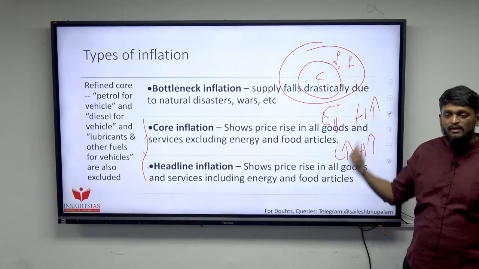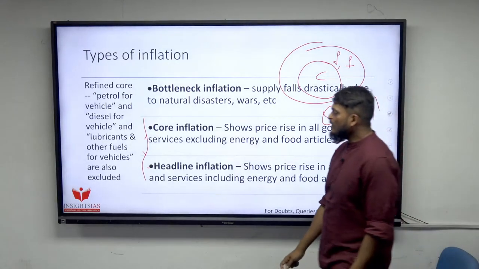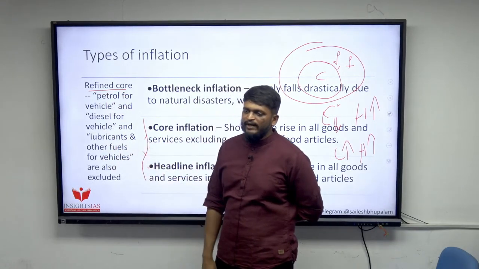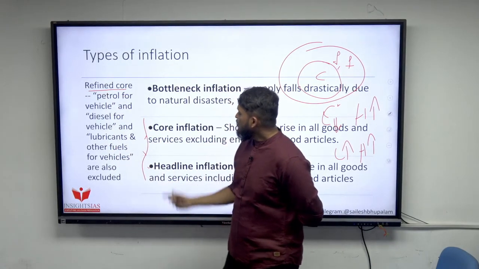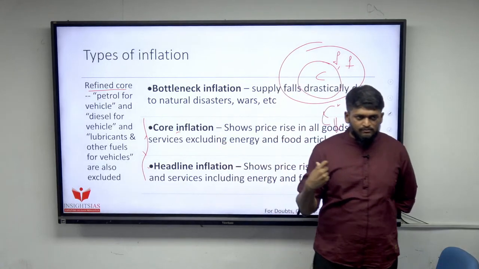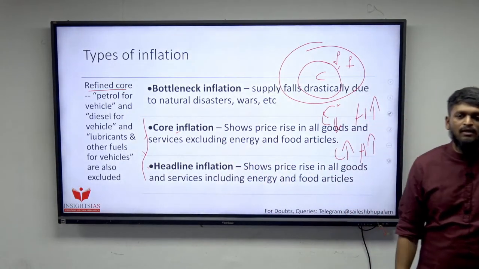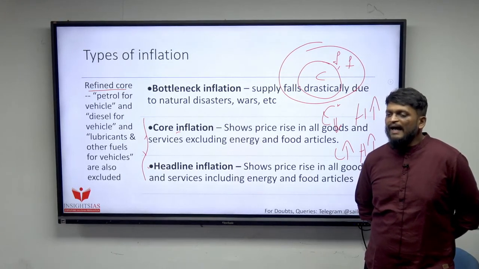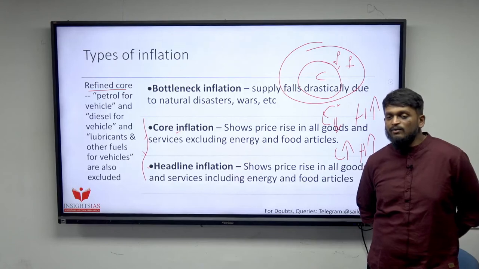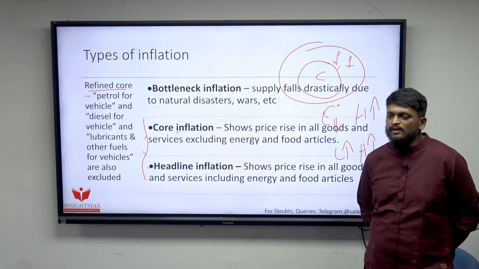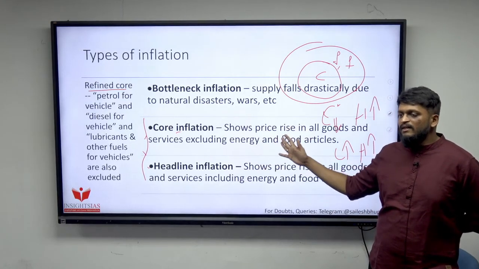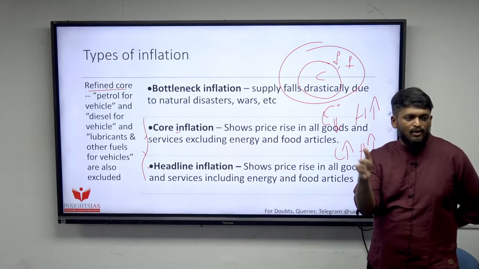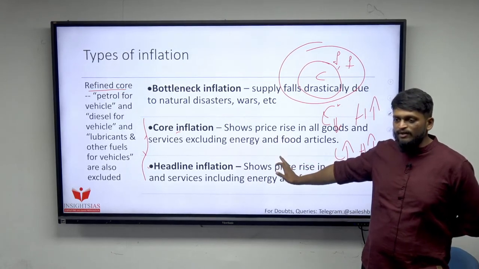The difference between them is food and fuel. Recently in the economic survey, they have created one more concept called refined core inflation. In core inflation, even though fuel prices have been removed, fuel prices that have been added as a cost of production of carrots or whatever we just discussed, that part was not removed from core inflation. Imagine petrol price increases, diesel price increases, we keep it aside. But because of petrol, diesel price increasing, all the other prices have also increased. That was still part of core inflation.